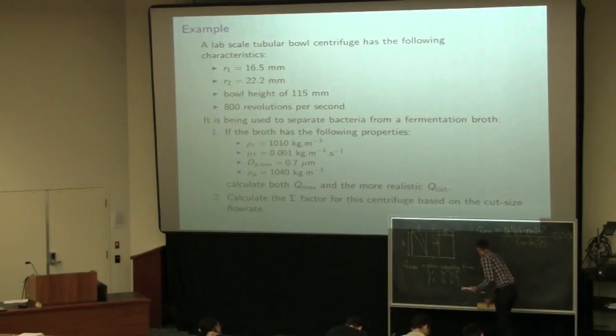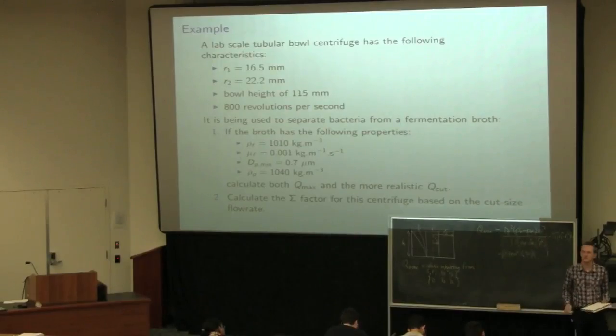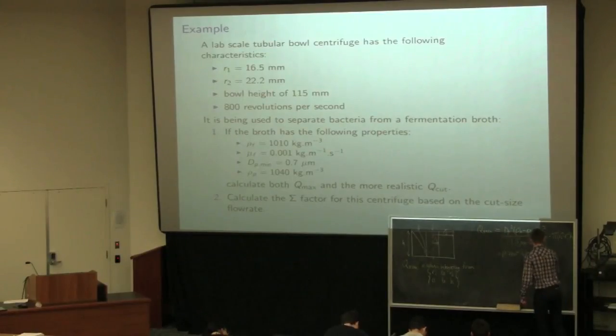let's just fill them in here. So dp is 0.7 times 10 to the minus 6. I'm just going to work in SI units. The density difference is 1040 minus 1010, so that's 30. Omega squared is, which, what's the value for omega? 5026, yeah. So 5026. Did everyone get that?